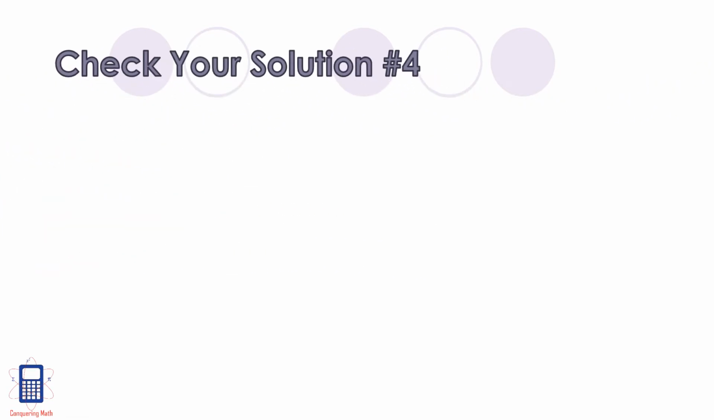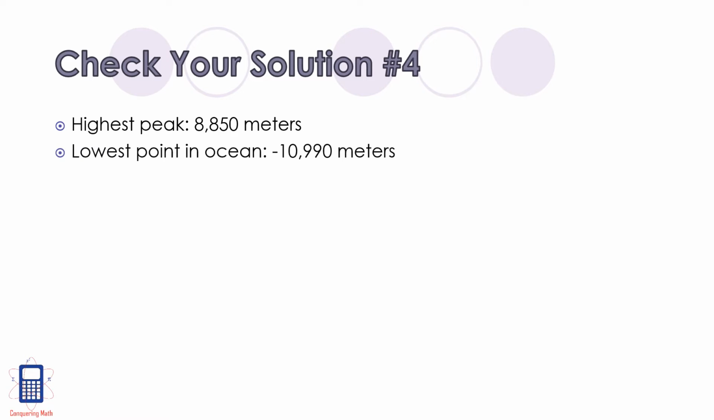The first thing we should do is write down the relevant information, and then we can use that to write our expression. We know that the highest peak is 8,850 meters above sea level, so that's a positive number, and the lowest point in the ocean is 10,990 meters below sea level, so that's a negative number. Because we need to find the difference, we'll set this up as a subtraction expression. So we have 8,850 minus -10,990.